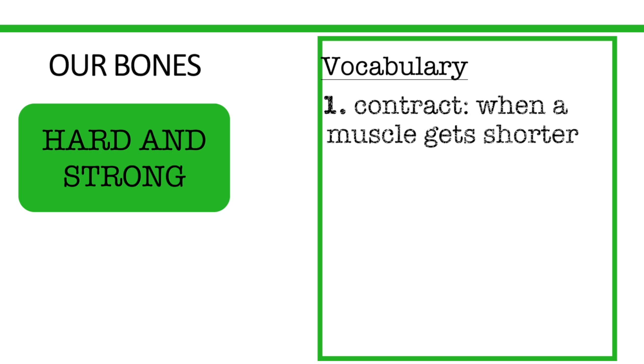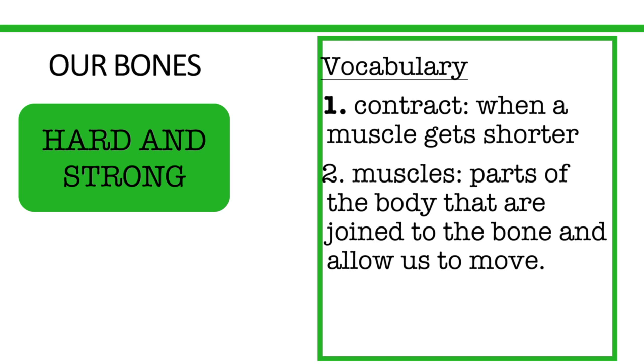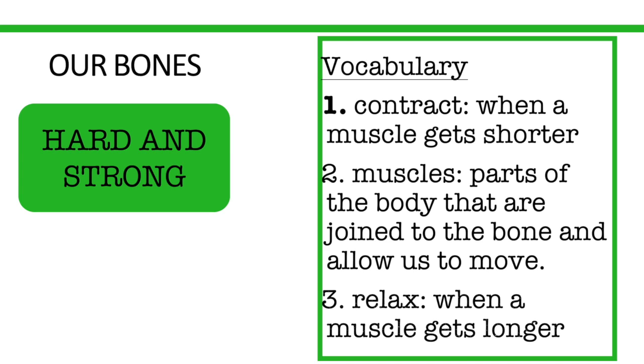The first word is contract, contraer. When a muscle gets shorter, that is contract. When the muscle gets shorter or small. Number 2 is muscles. Muscles are parts of the body that are joined to the bone and allow us to move. Muscles or músculos are parts of the body that are joined to the bone and allow us to move. Number 3 is relax, when a muscle gets longer.